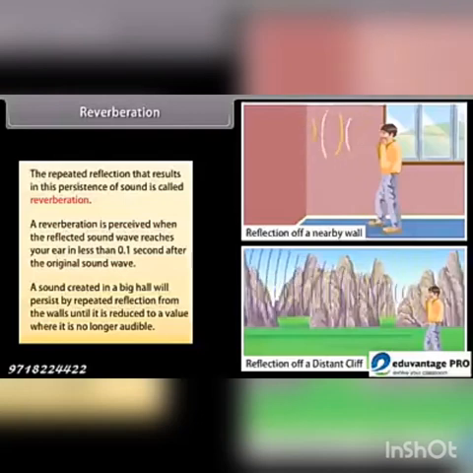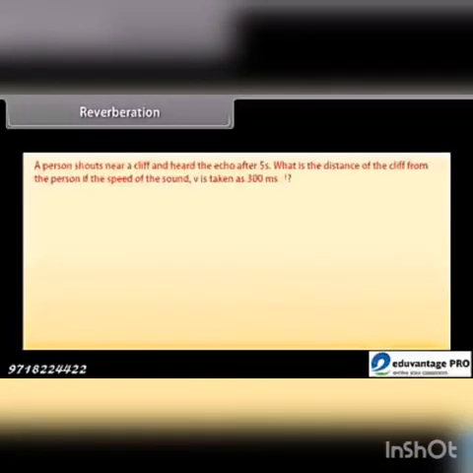Let's now solve a problem. A person shouts near a cliff and hears the echo after 5 seconds. What is the distance of the cliff from the person if the speed of the sound, v, is taken as 300 meters second raised to the power minus 1?